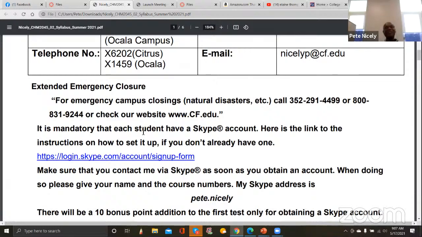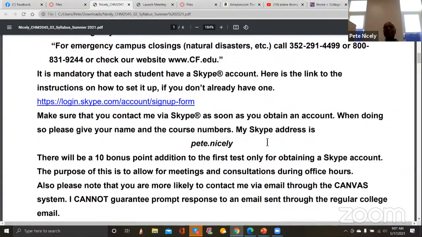Also, it is mandatory that each student obtain a Skype account. There's a link provided for you to set up an account if you don't already have one. As soon as you get that account set up, make sure that you send me a Skype contact request. And when you do so, make sure that you give your name and the course number.